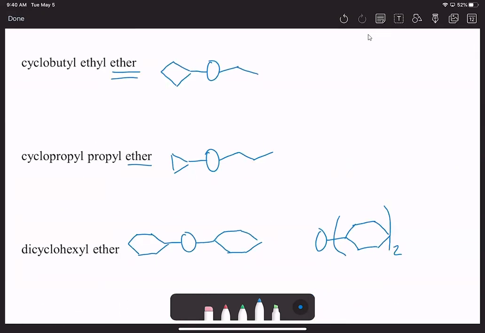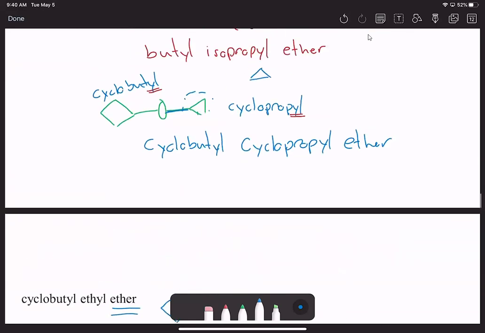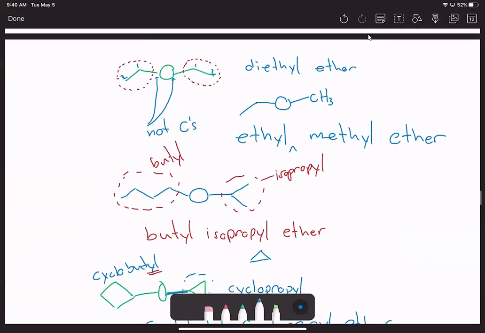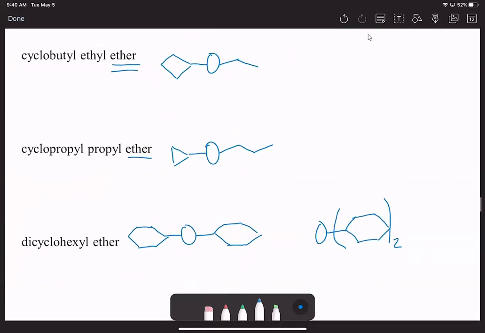As far as reactions go, we're not going to go over any reactions regarding ethers. Regarding ethers, we're just going to identify them and name them. Or we can identify them and draw them like we just did. Here, we drew it and then named it. And then down here, we had the name and then we drew it. So this is all that we're going to cover as far as ethers are concerned.